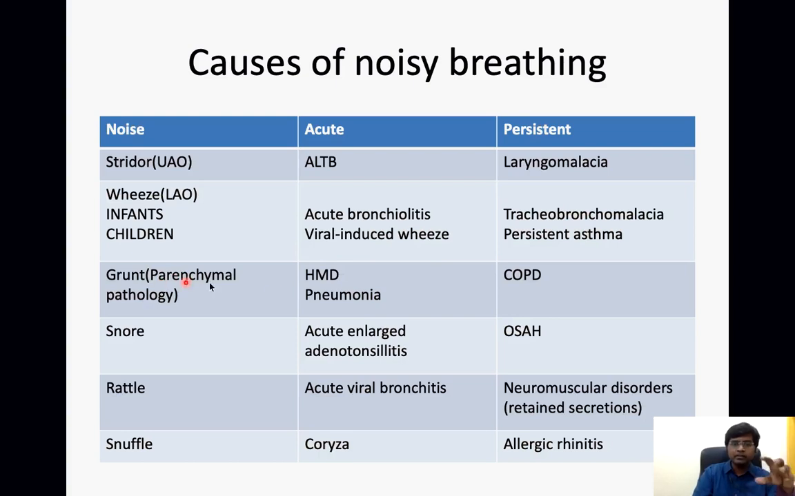And whenever there is a grunting, you think of serious conditions like your pneumonia or your hyaline membrane disease in a newborn, or it can be COPD in an older adolescent child. And already I told snoring, it could be because of your adenotonsillitis or your obstructive sleep apnea and hypopnea syndrome. And rattling, it can be because of your viral bronchitis, or in certain cases of neuromuscular disorders also, because of the retained secretions, the child might be having your rattling sound. That is, your mother might say, I'm able to feel sounds in the chest. And snuffling, it's just because of a simple running nose or nasal block, which can be either an allergic cause or because of a viral URI, the child might be having snuffle sounds.